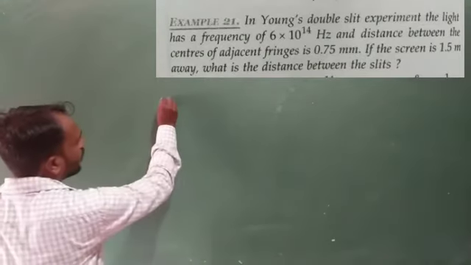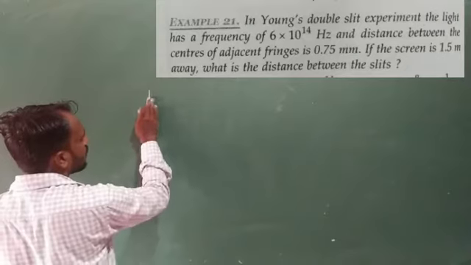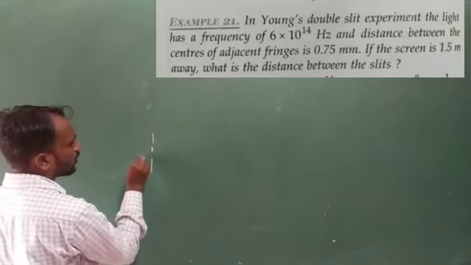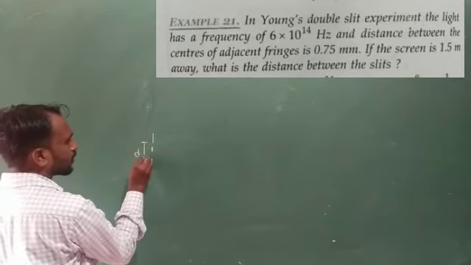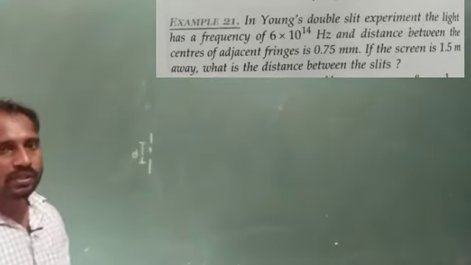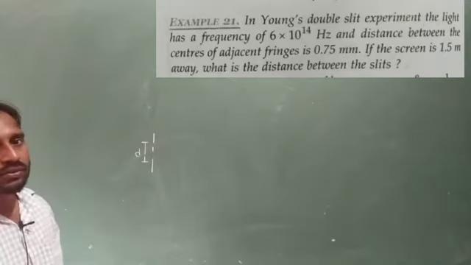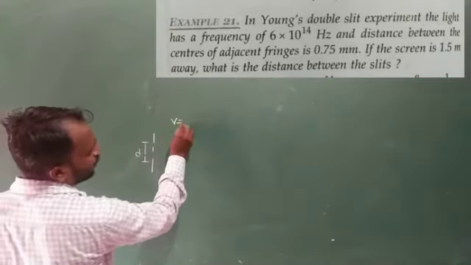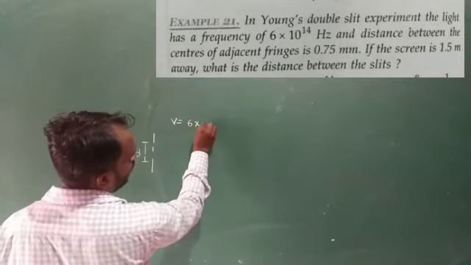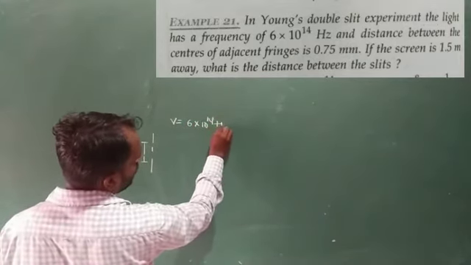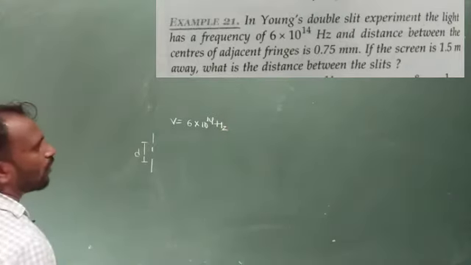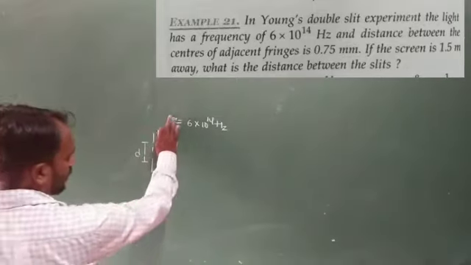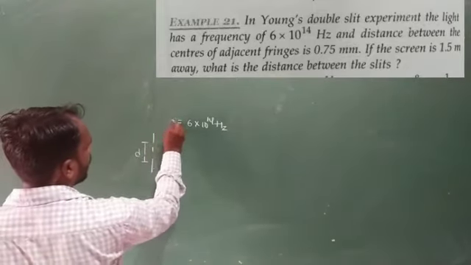It means the small d value. So the distance between the two slits is the d value. Here it is already given that the frequency of light is 6 into 10 power 14 hertz. So this is the frequency of light, 6 into 10 power 14 hertz.